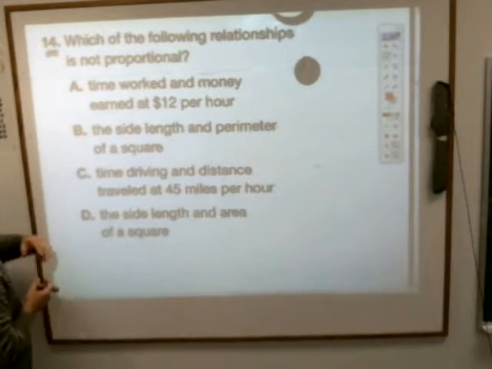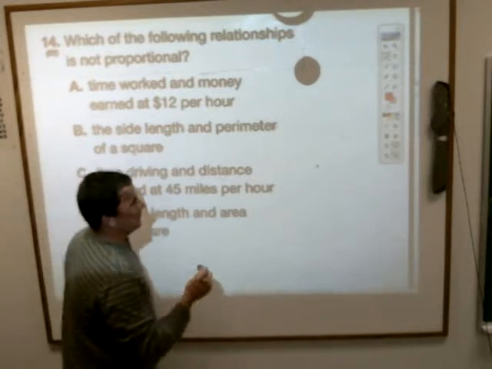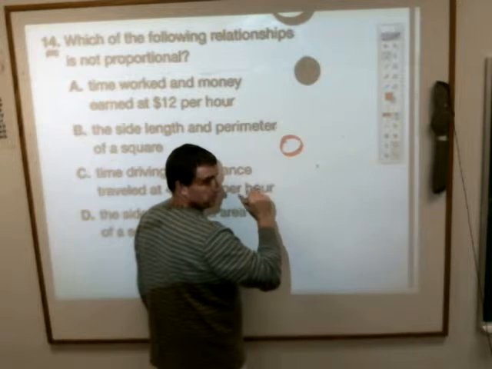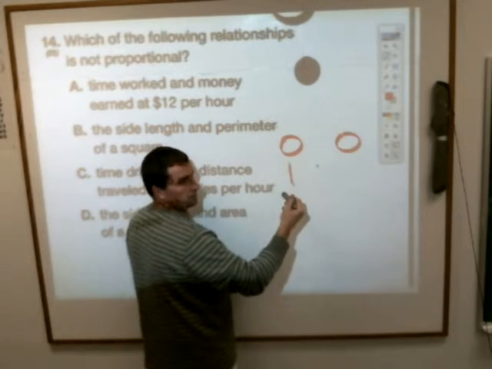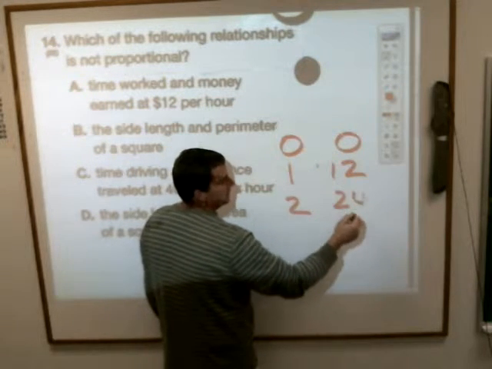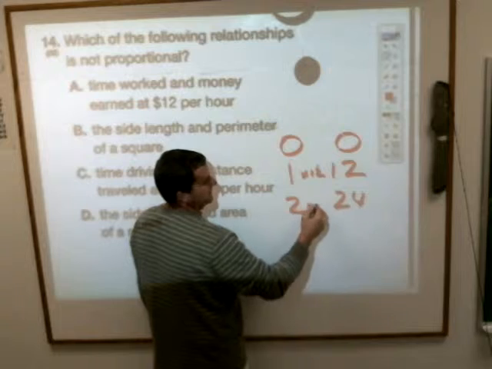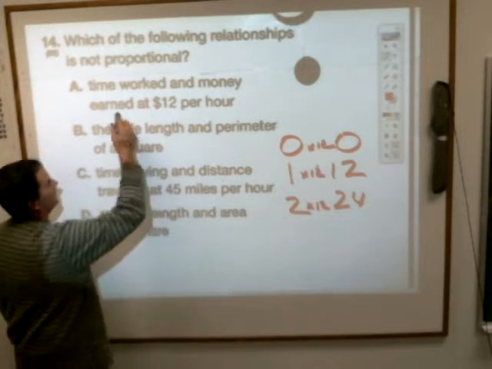So, time worked and money earned at $12 per hour. So if you think about this, if you work 0 hours, do you get paid $0? Yes. And then 1 hour, you're going to make $12. 2 hours, you're going to make $24. Your scale factor, or your constant, is times 12. This is definitely proportional.